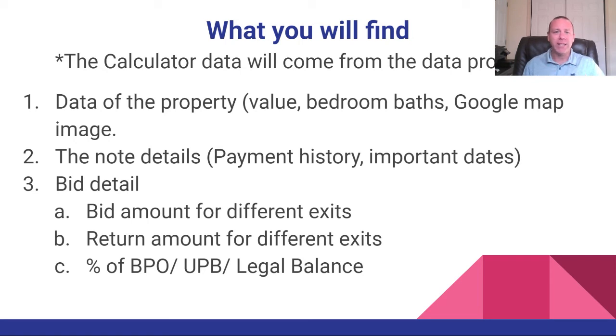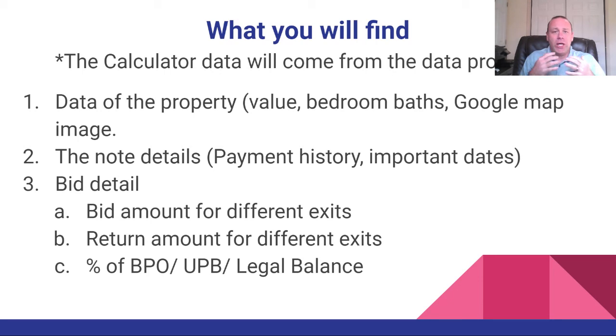The bid detail. Inside the bid detail section, you're going to see the bid amount for each exit strategy based on the return desired by you. You also see a column that is the return based on the amount that is the bid, right? So one column will show you what bid you would have to make to get the return for that specific exit, and the other column will show what the return is for that exit based on the bid number that's below.